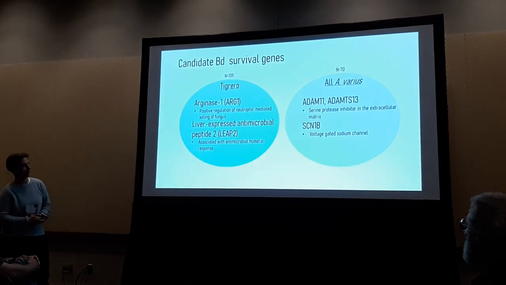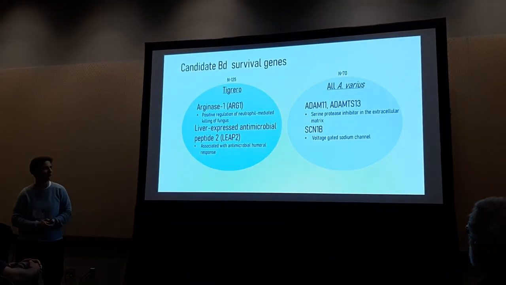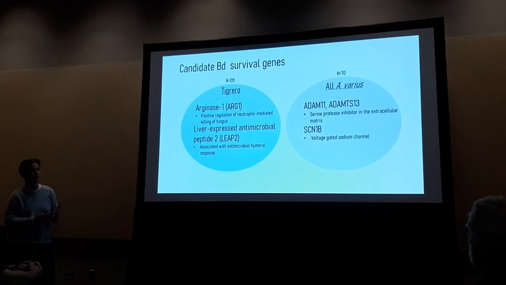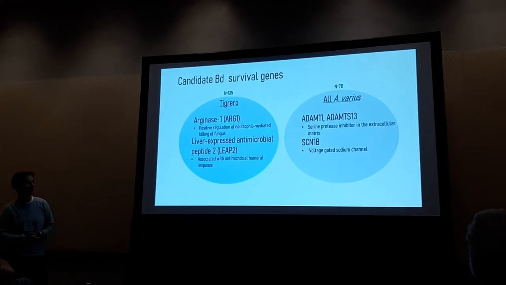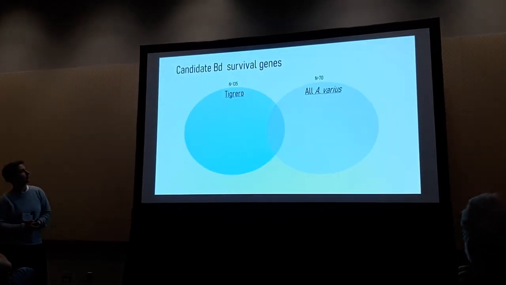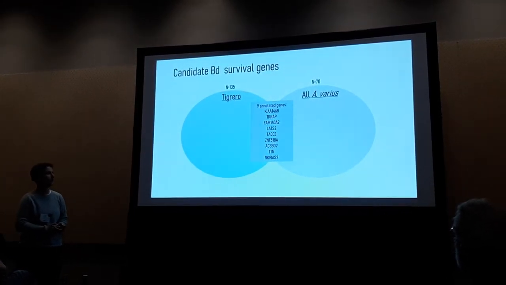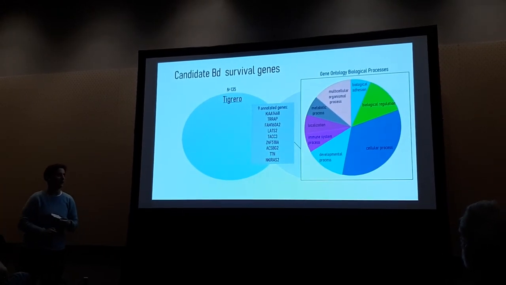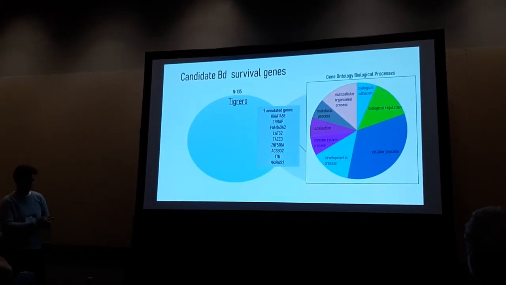In our complete Atelopus varius comparison, we found serine protease inhibitors in our list, which is important because one of the main virulence factors for Bd, we think, is serine proteases, so this could be relevant there. Also voltage-gated sodium channels, which we think are important for amphibian skin. We also looked at some of the shared genes, for which we have a list. They're from all different biological processes, and we're looking forward to looking more into this list to generate our candidates.